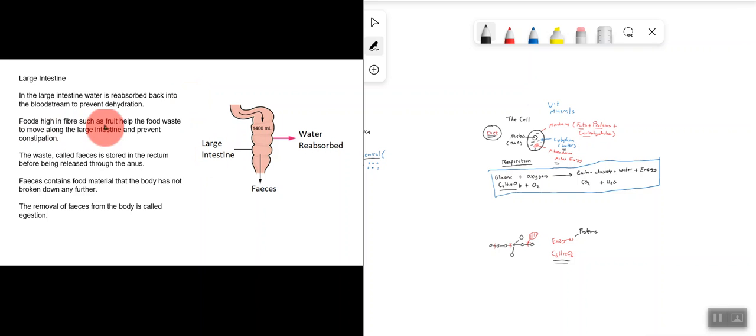Foods high in fiber, such as fruit, help the food waste to move along the large intestine and prevent constipation. That's why it's important to eat fiber. It helps to keep the large intestine emptied out. The waste, called feces, is stored in the rectum before being released through the anus. Feces contains food material that the body has not broken down any further, and the removal of feces from the body is called egestion. So digestion is the breaking down of food, and egestion is the removal of waste from the body.